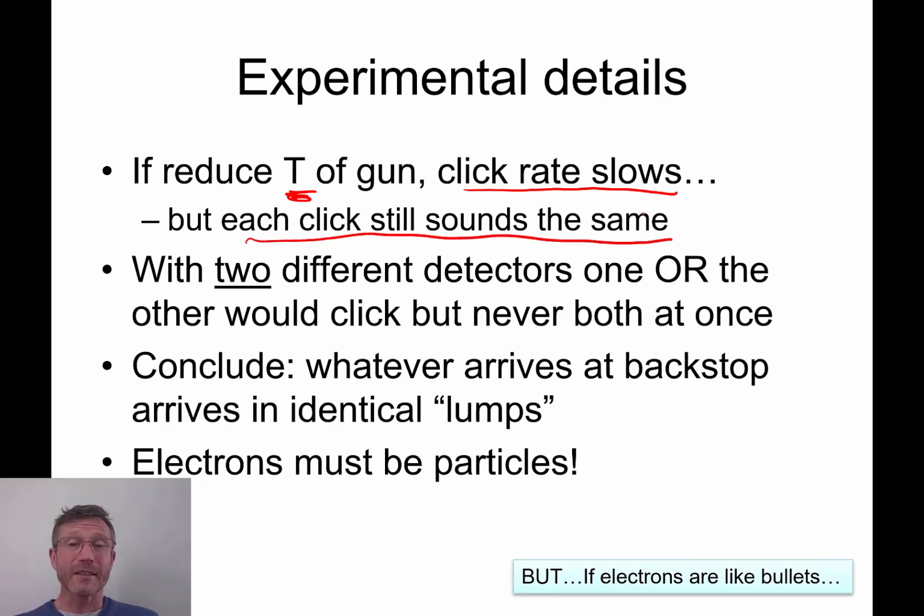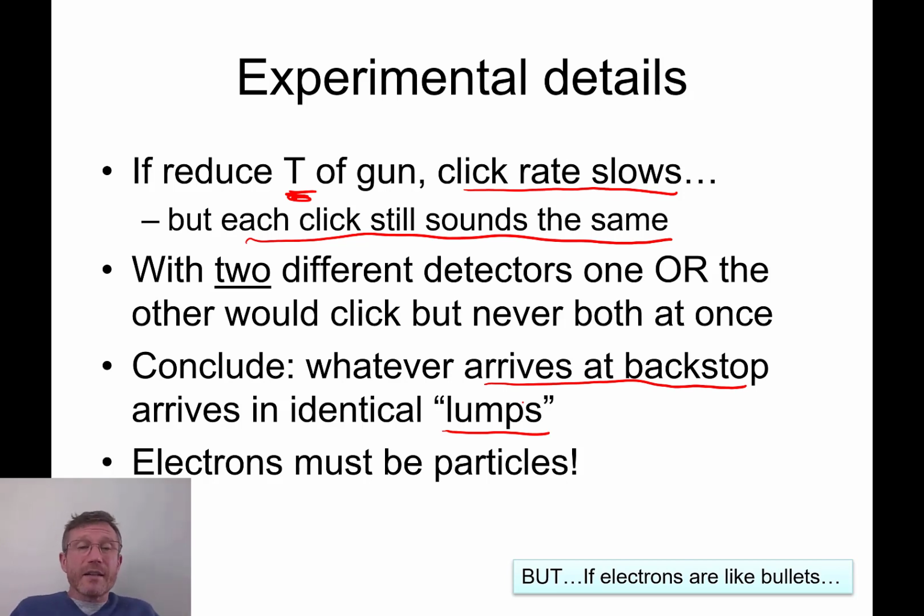With two different detectors, we would find that one or the other would click, but never both at once. So each electron is its own thing. It can't be detected by two different detectors. That electron can only be detected by one detector at a time. So in other words, whatever arrives at that backstop arrives in these identical lumps. So an electron is an electron when it's detected at that backstop detector.